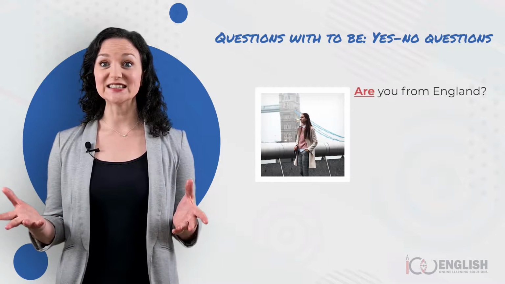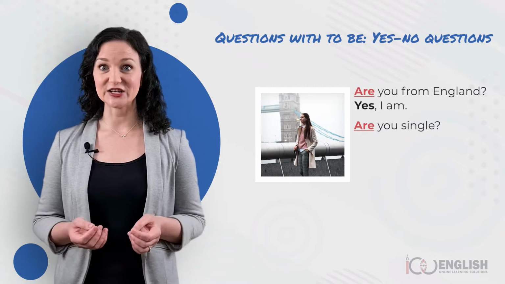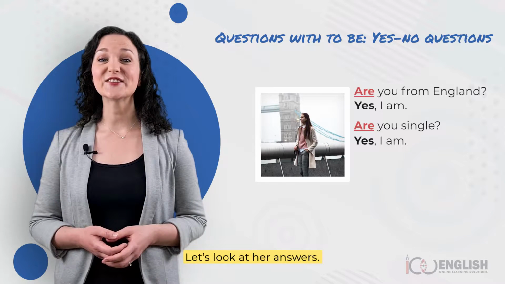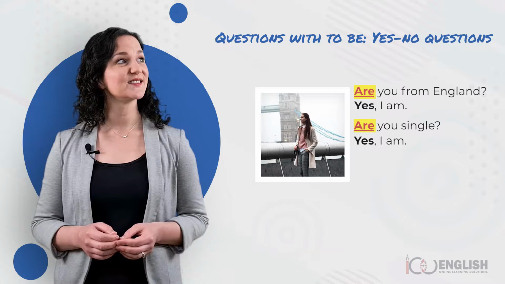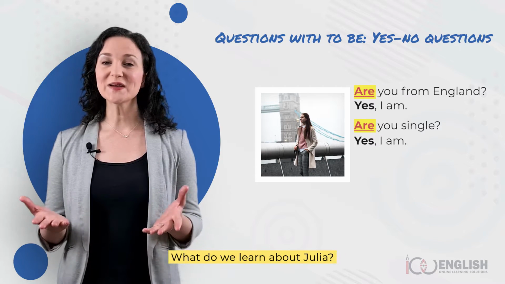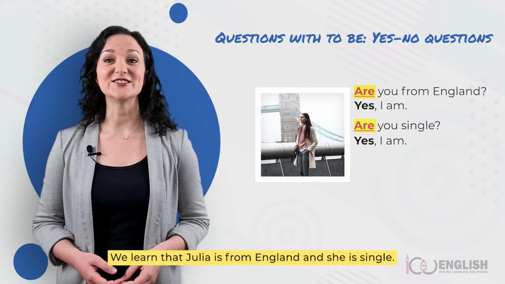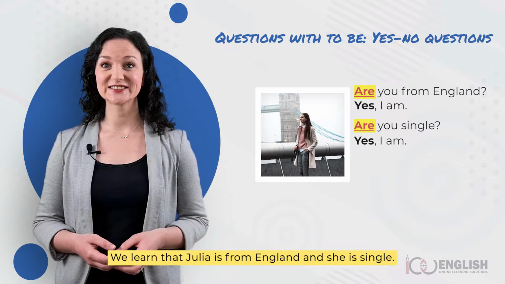Are you from England? Yes, I am. Are you single? Yes, I am. Let's look at her answers. Focus on the underlined words. What do we learn about Julia? We learn that Julia is from England and she is single.